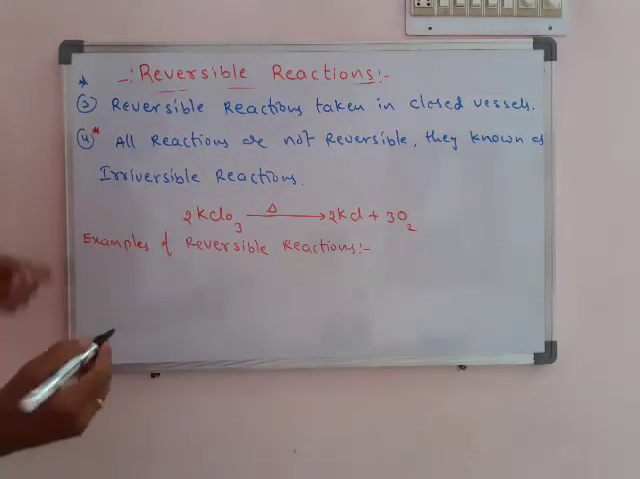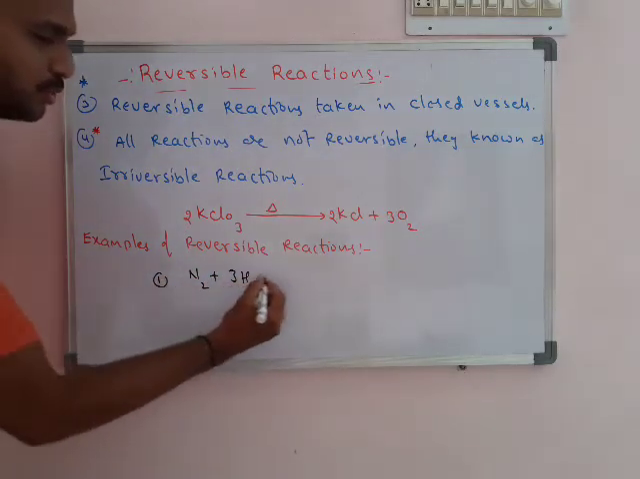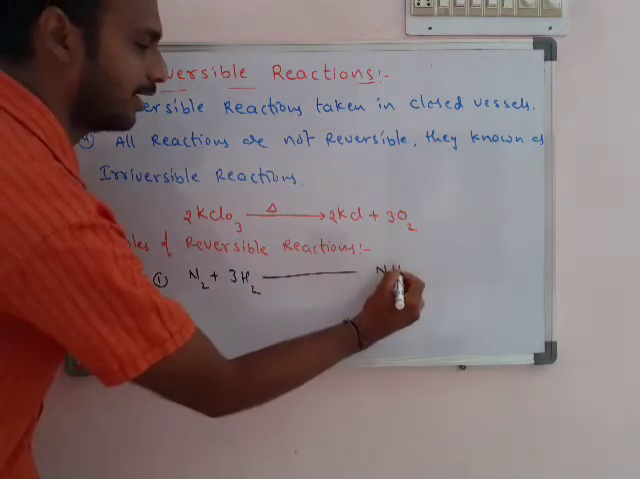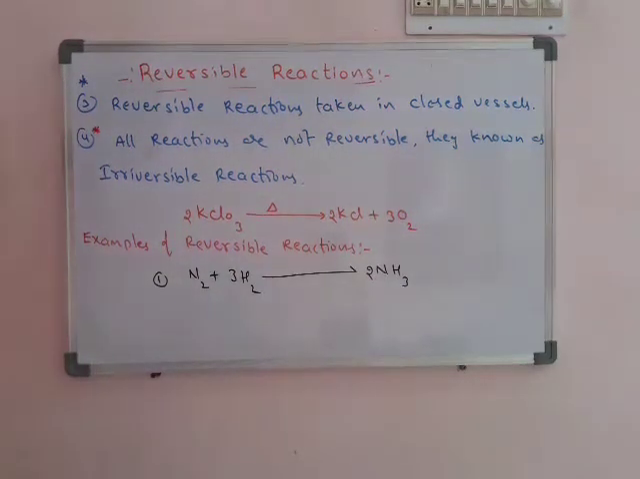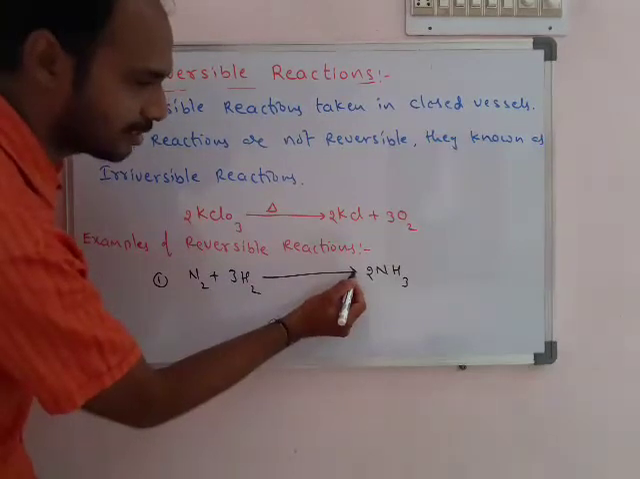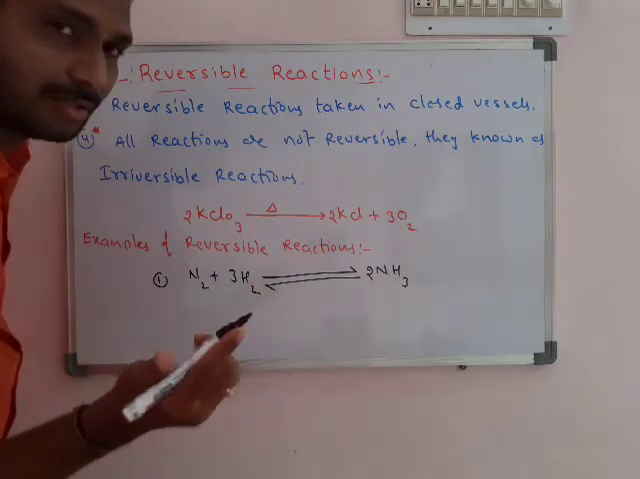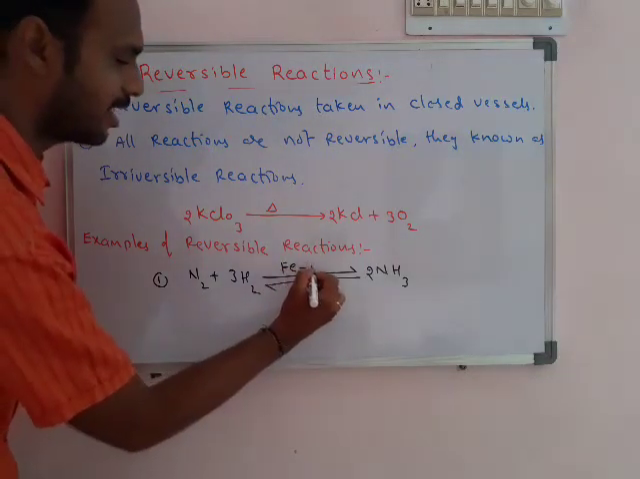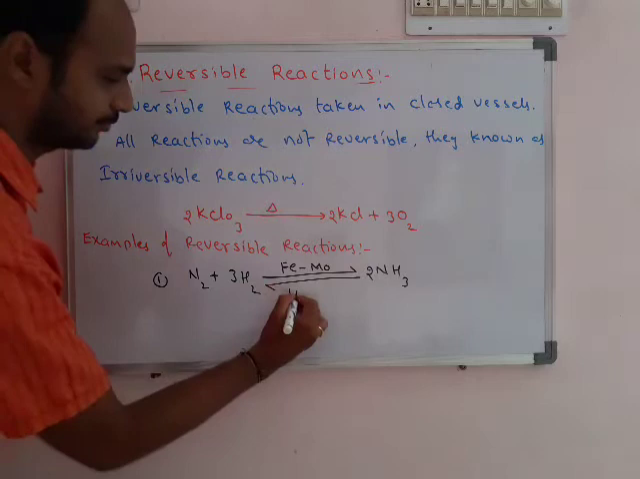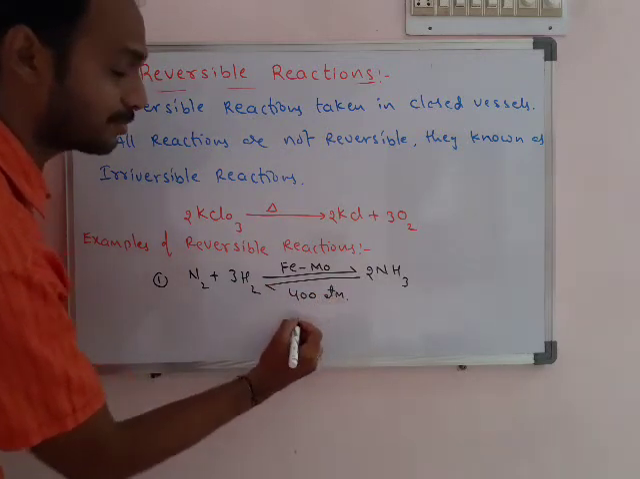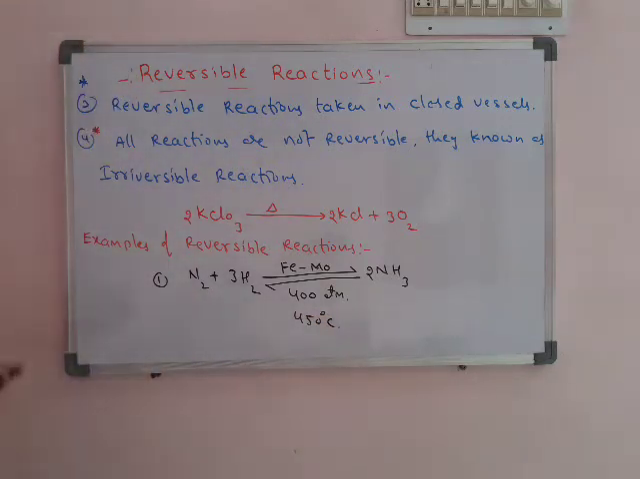These are the fixed examples given with experimental conditions. So N2 plus H2 gives NH3. Forward reaction and backward reaction both take place, but we use this half arrow mark. It takes place at some conditions. We know it has a catalyst and a promoter, and it also requires some pressure, 480 atmosphere pressure and 450 degree Celsius temperature. This is a very important reversible reaction.